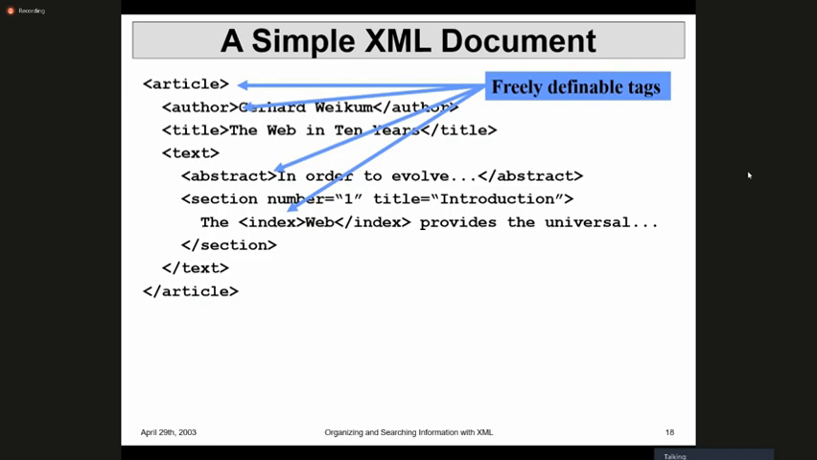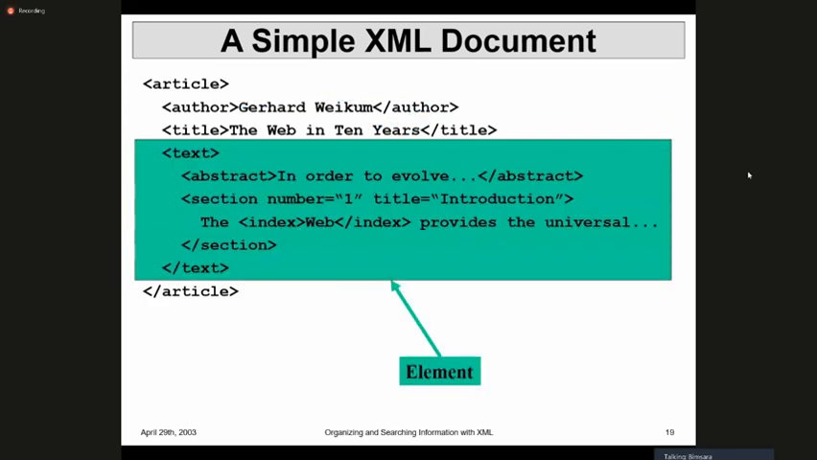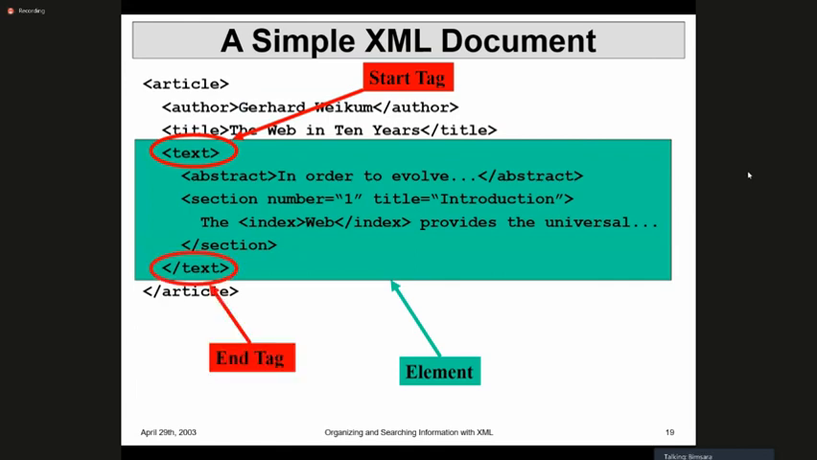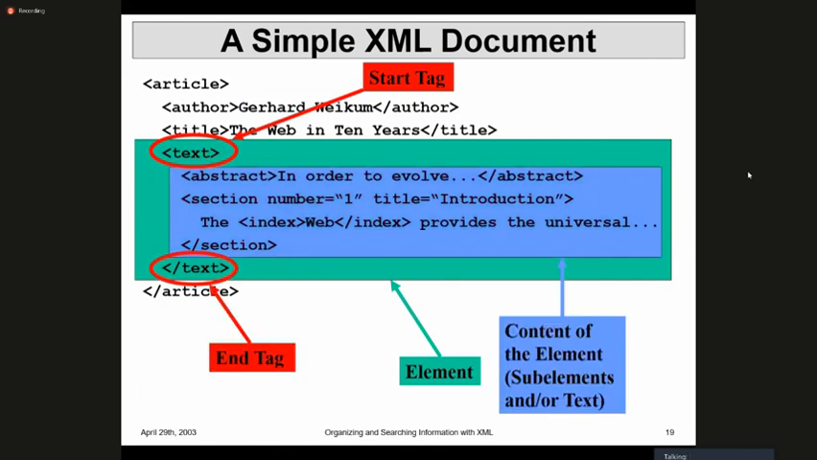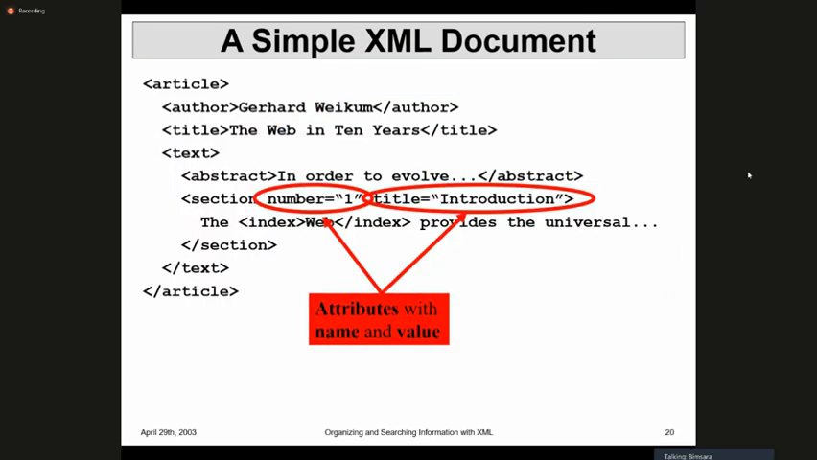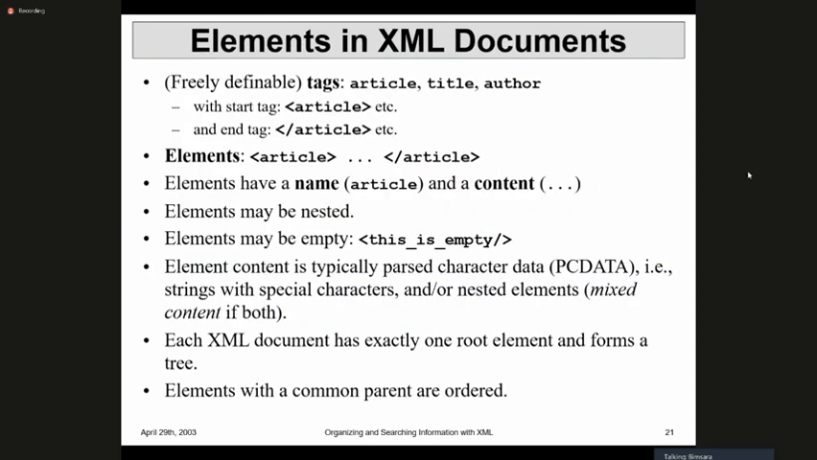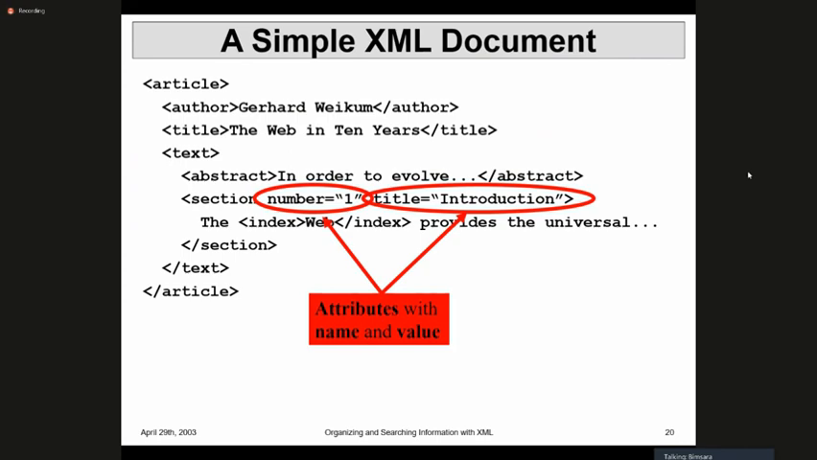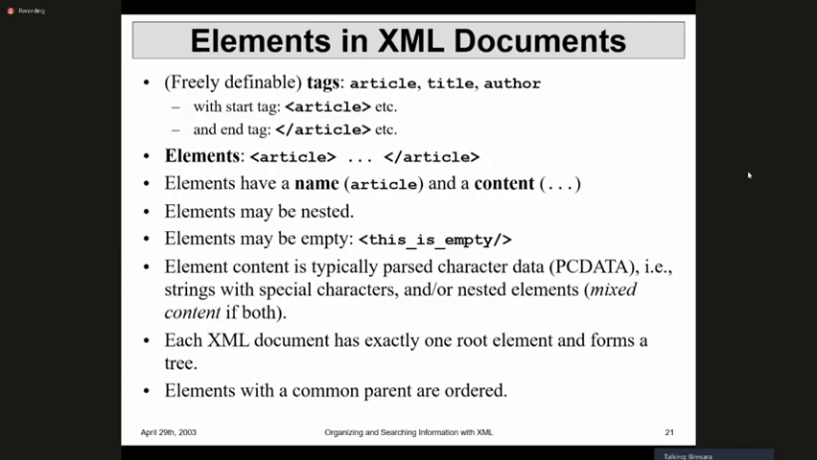That is the condition, right? So you can see freely definable tags, article tags, right? So these tags are freely definable, and then you can see start tag, end tag, content of the element, and attributes. So attributes have the attribute name and the value of the attribute. So this is the attribute name. This is the attribute value, right?